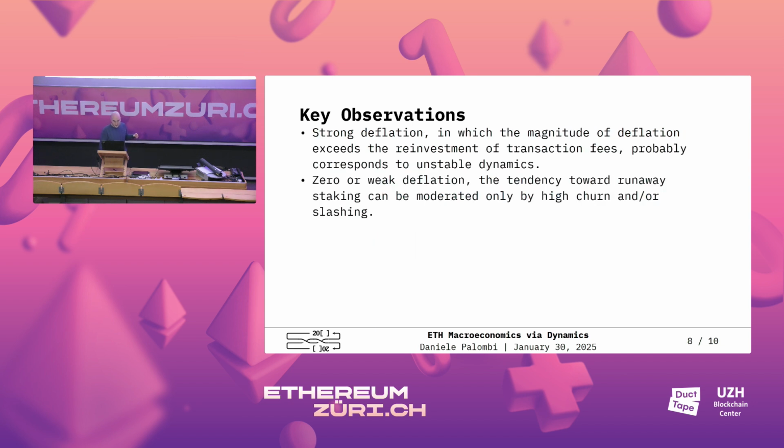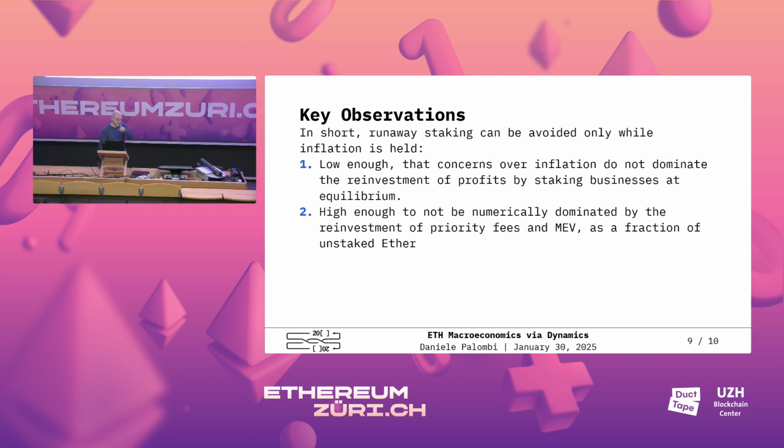Okay, but now for the interesting question of this talk. Well, first, one remark. Runaway staking can be avoided only while inflation is at the same time low enough that concerns over inflation do not dominate reinvestment of profits, but at the same time high enough not to be dominated by the reinvestment of priority fees and MEV. So yeah, it's low but not too low.